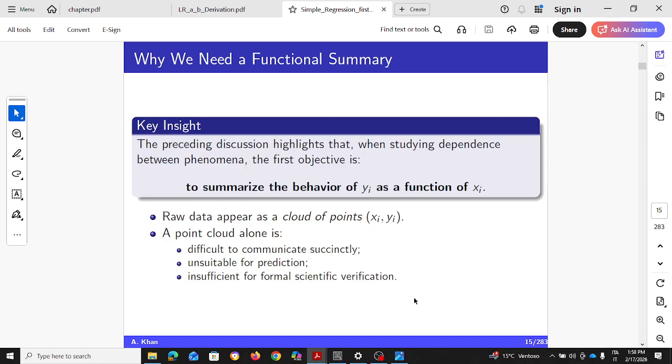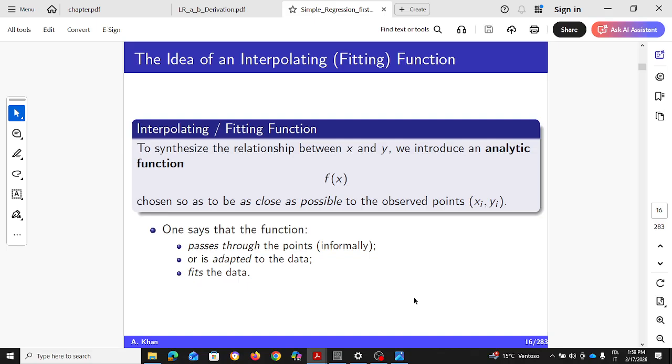So, as we say here, it's difficult to communicate succinctly what's going on if we have a big data set, and it's unsuitable for prediction. We cannot do this from the back of our head. And it is then insufficient for formal scientific verification. So for these reasons, we need what? A function. And what would be the role of this function? To make the relationship between x and y. And this is an analytic function. We choose this function to be as close as possible to our data.